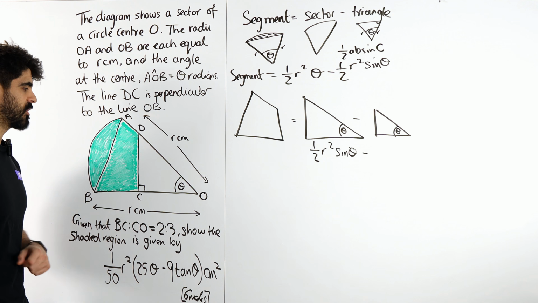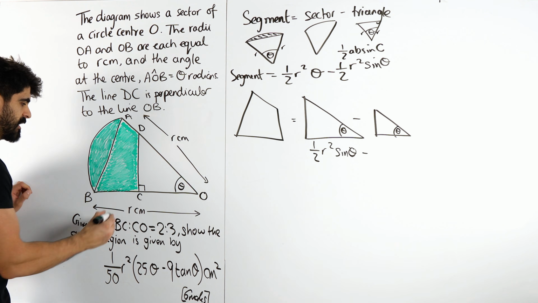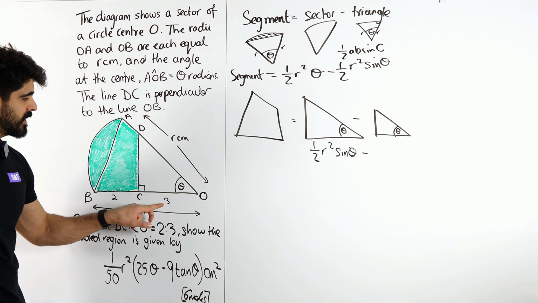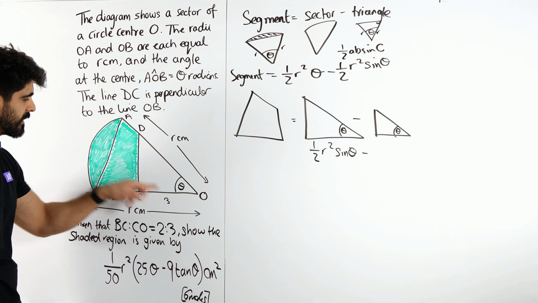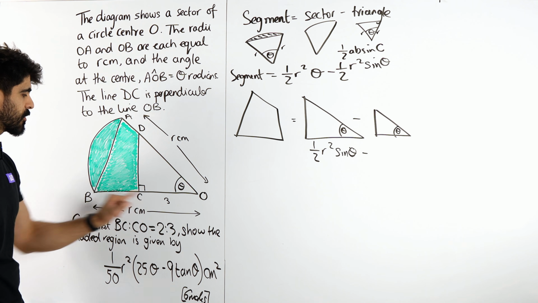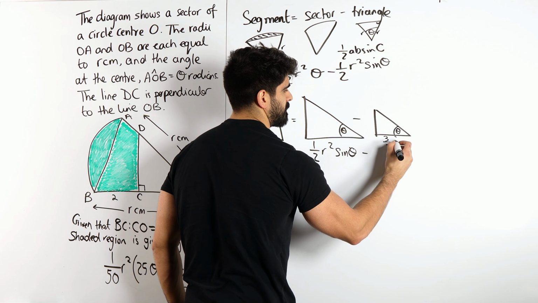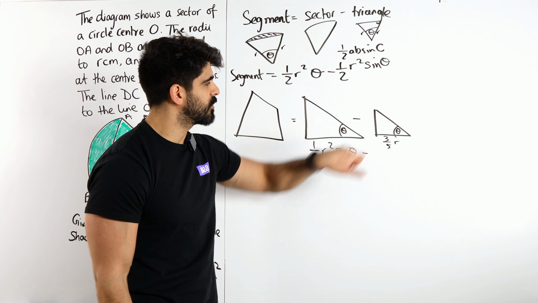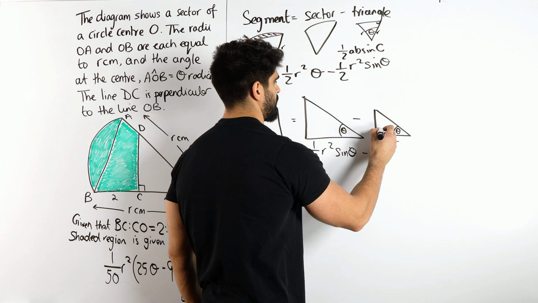But what do we know about this triangle? At the moment, nothing. But we have got this ratio. The ratio of BC to CO is 2 parts to 3 parts. So this base length is 3 out of 5, the total parts is 5. So this here is 3/5 R. And with this, we need to work out that opposite length. Because this is a right angled triangle, we could just do half base times height.